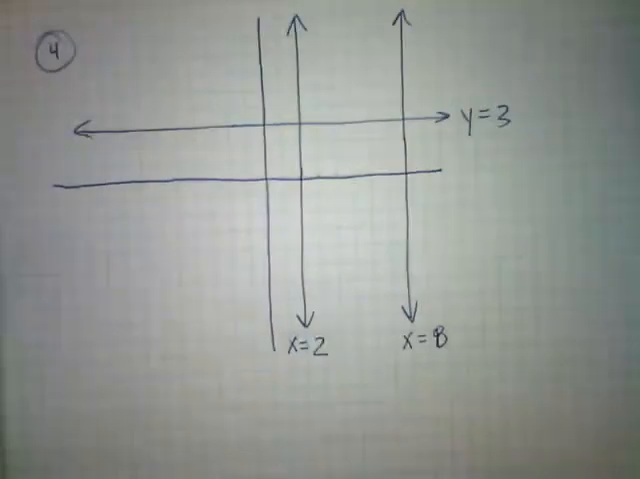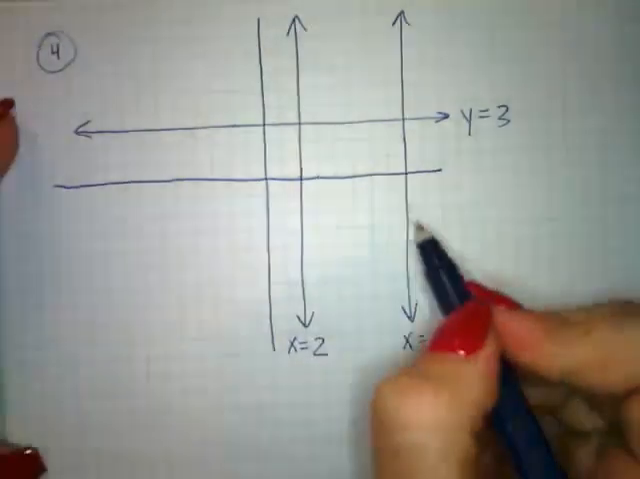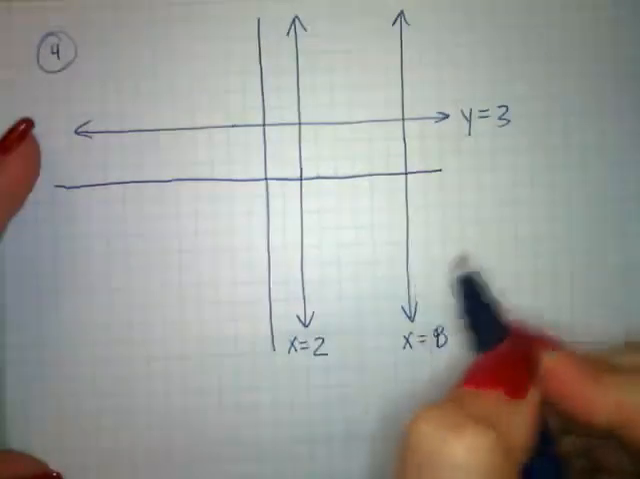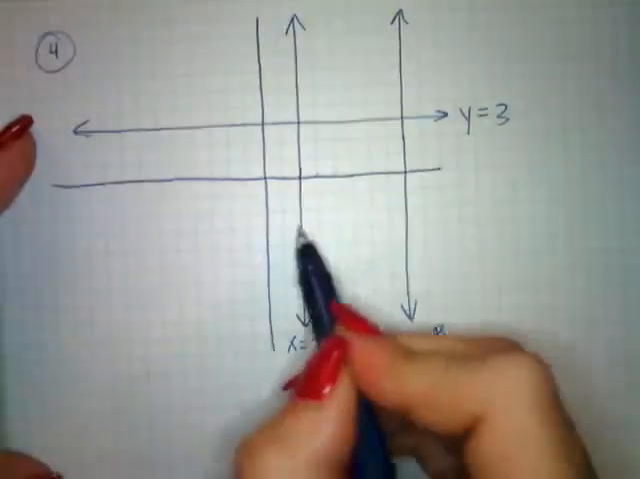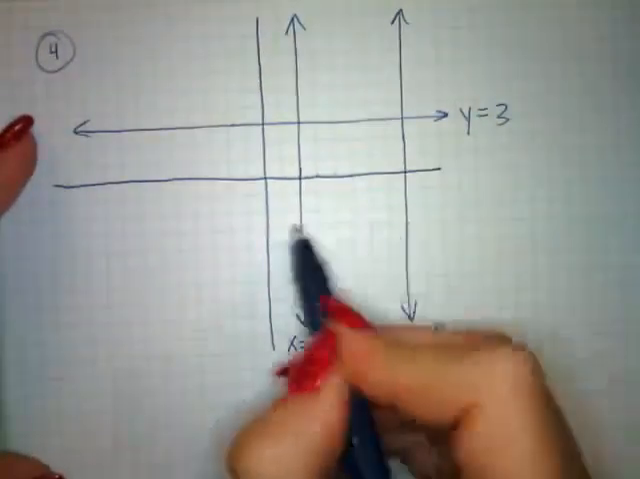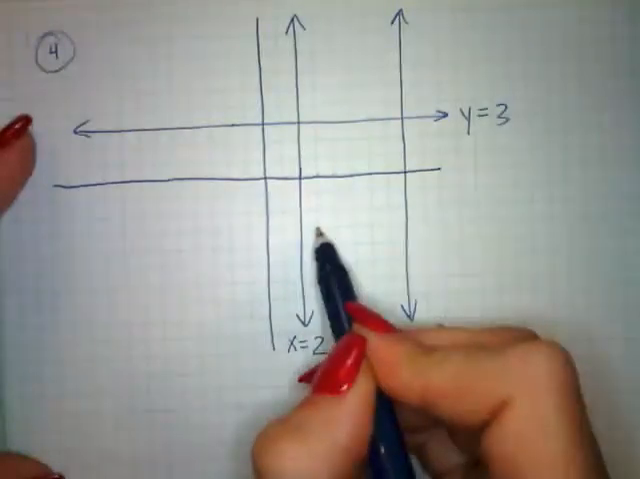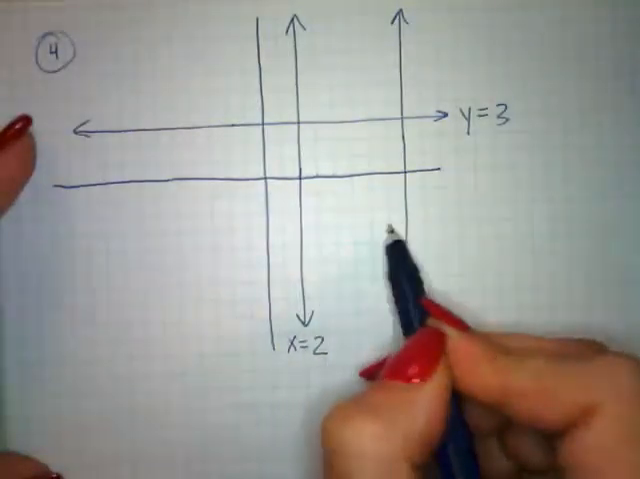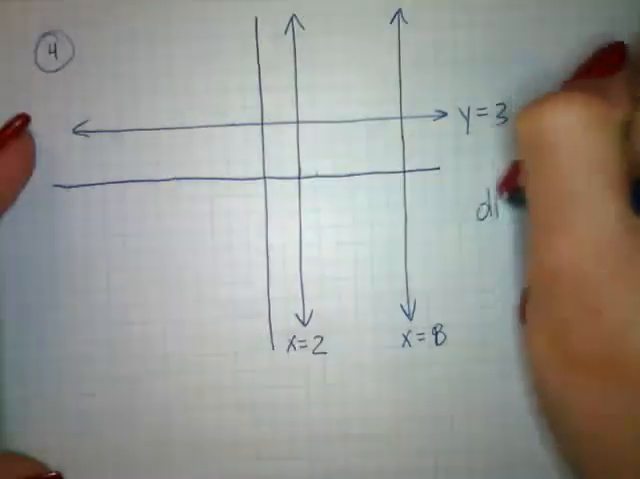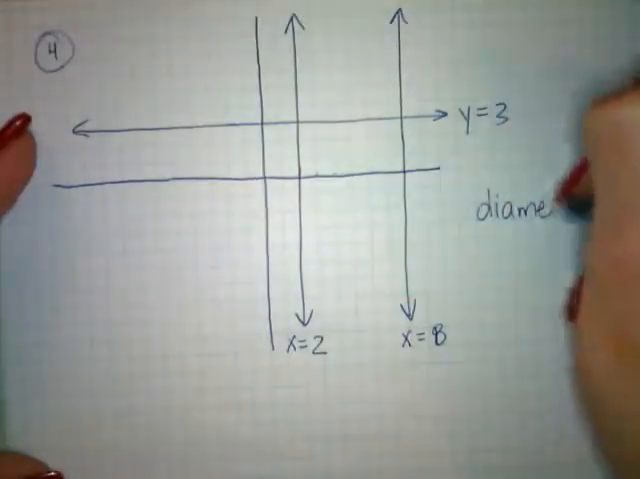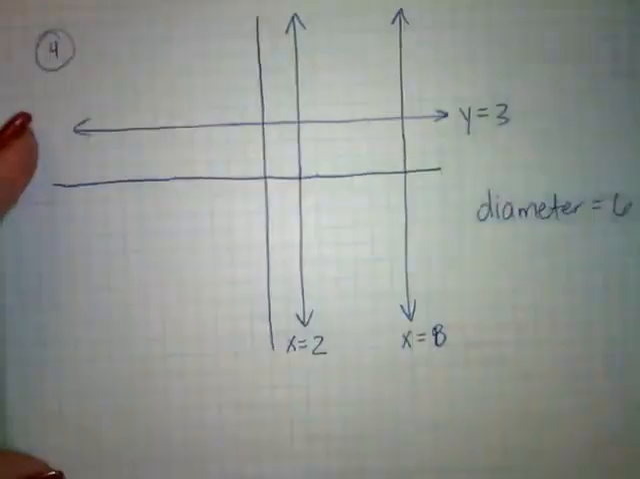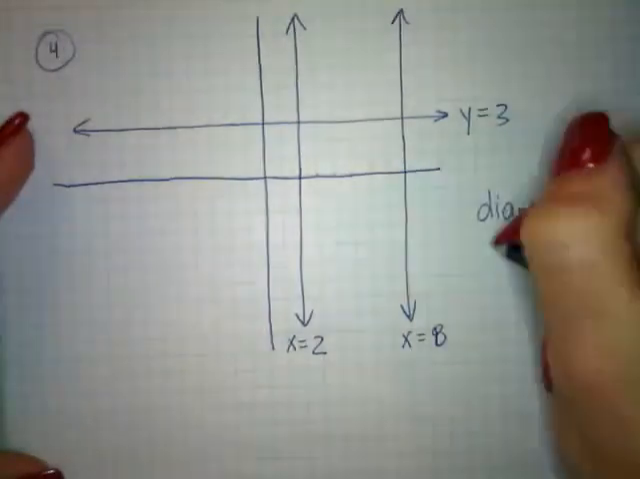It says the center lies in the first quadrant, and the circle is tangent to all of these lines. If it's tangent, that means these lines are intersecting the circle in exactly one spot. That means that my diameter is the distance from this line to this line, which is 1, 2, 3, 4, 5, 6. Which means my radius is 3.